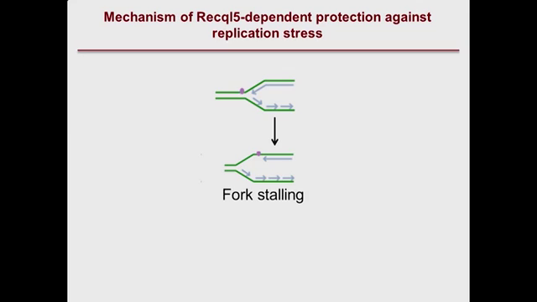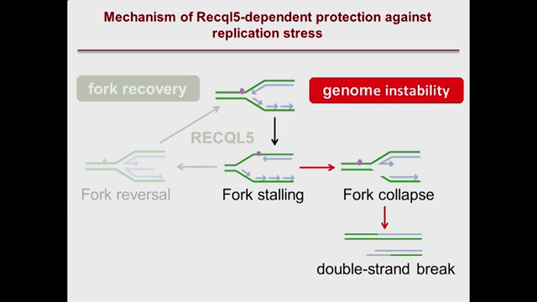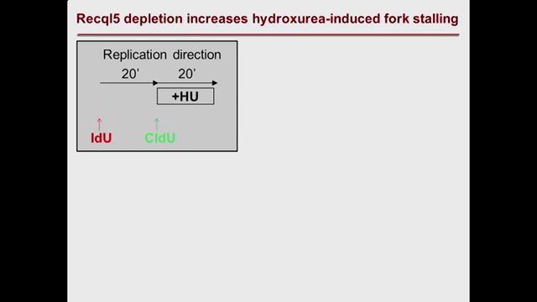So our model would be as such. Here's the DNA replication fork meeting a site of DNA damage. Replication fork stalling occurs. This would be the point at which RECQL5 would come in and allow the fork to recover and stabilize. In the absence of RECQL5, you would predict that the fork would collapse, and the end result of this would be double-stranded DNA breaks.